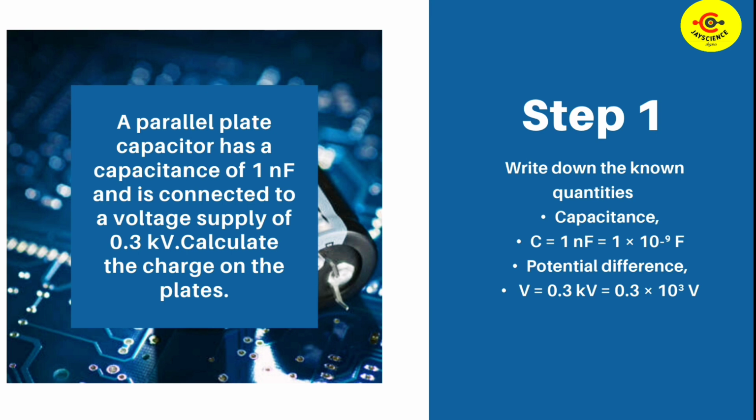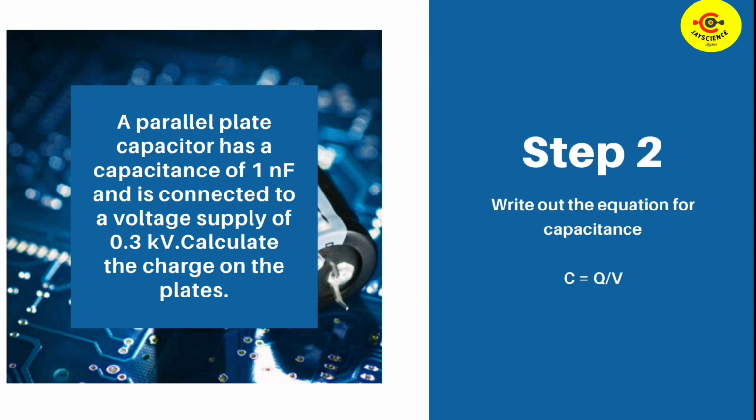Right, now we've got the potential difference given in the question. That's 0.3 kilovolts. Now kilovolts is a large unit, and the standard for potential difference is volts. So you've got to multiply that by 1000. This is what we've got there.